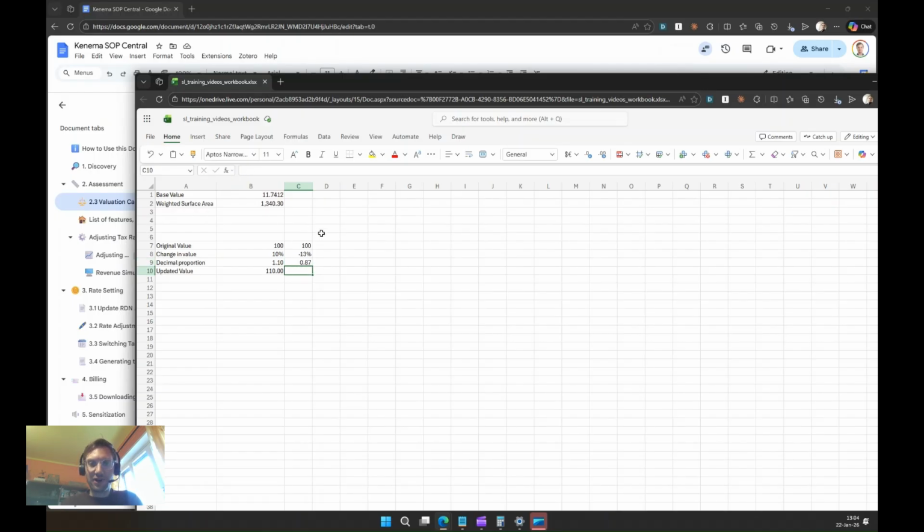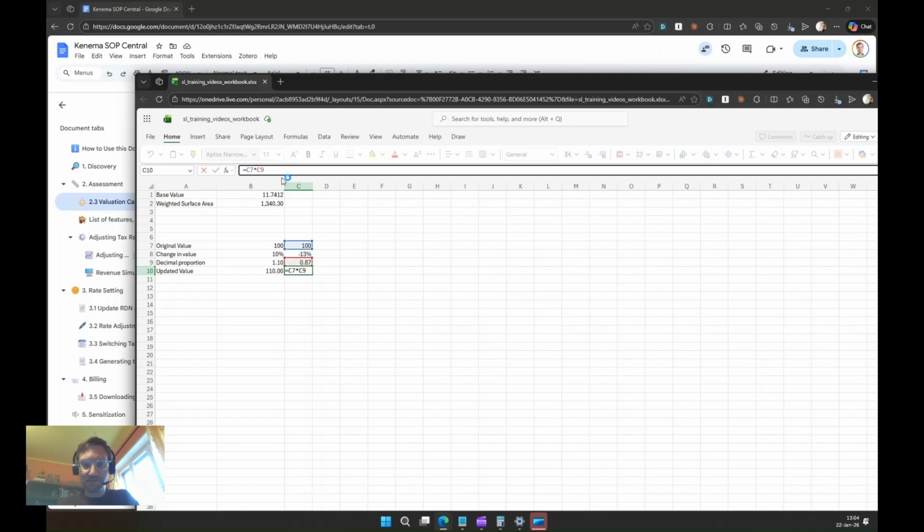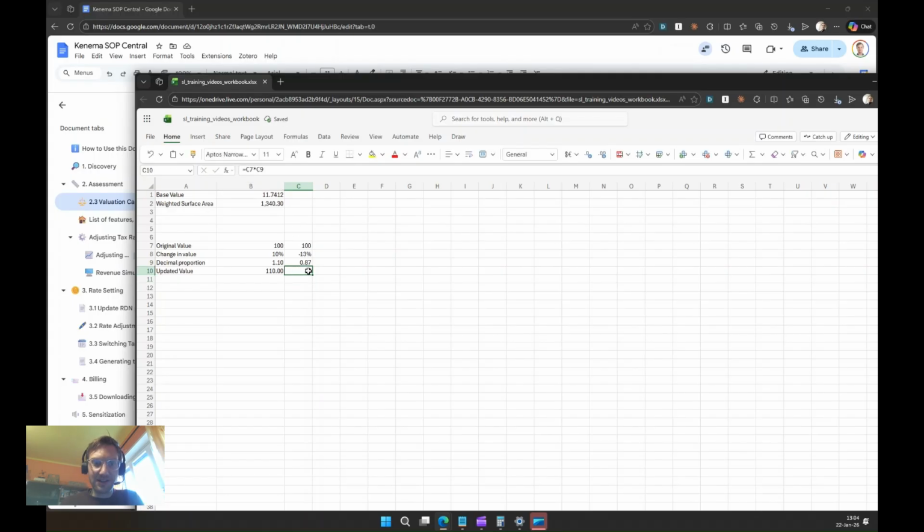If we multiply the original value by the decimal proportion, we get 87. So 100 reduced by 13% is 87. And so we can even multiply these together.